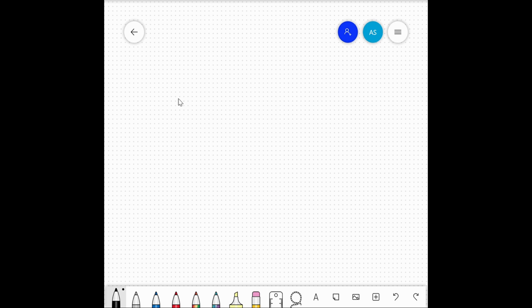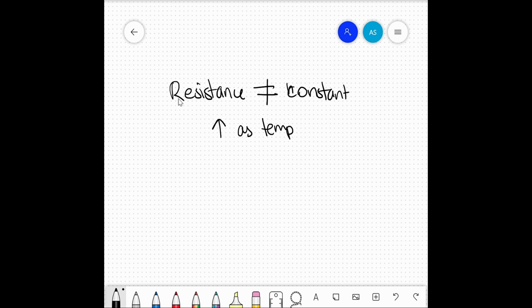Now I must inform you that the resistance of a resistor is not constant. Even if it's a certain material of a fixed length and area, it steadily increases as temperature increases. Now you may be wondering, why is this the case?